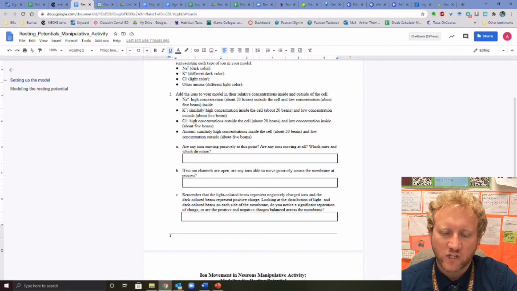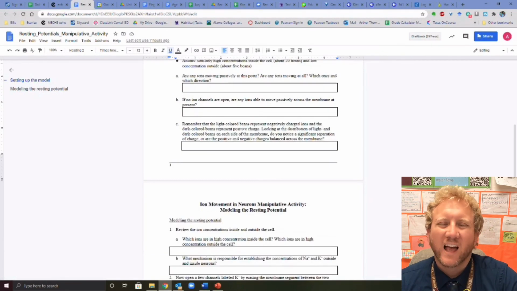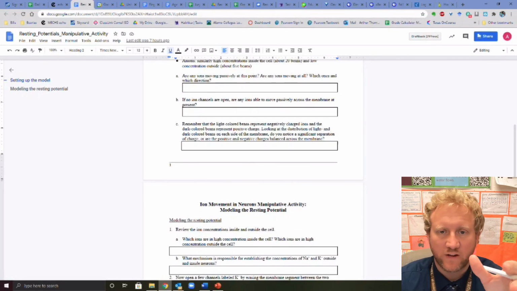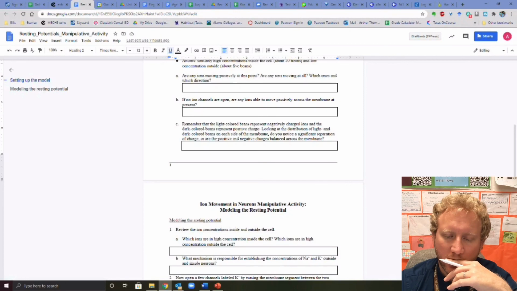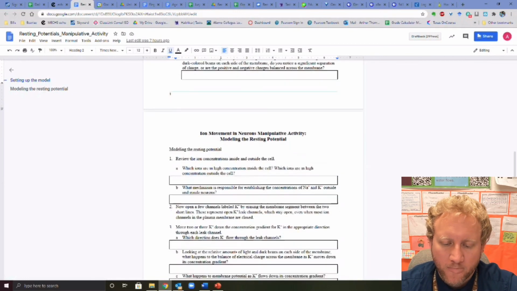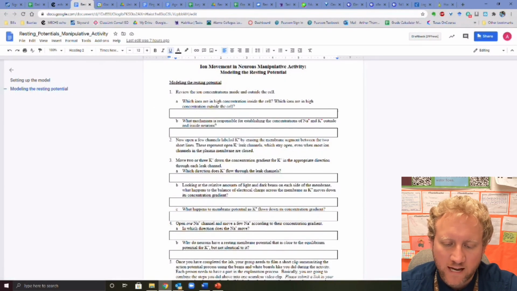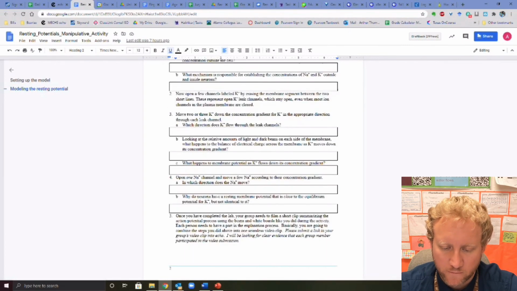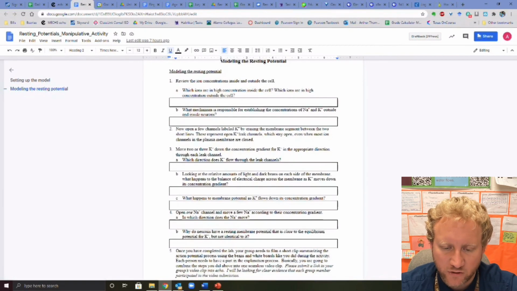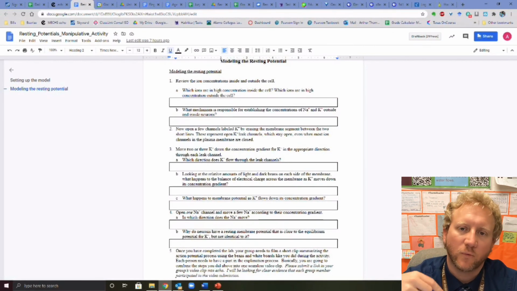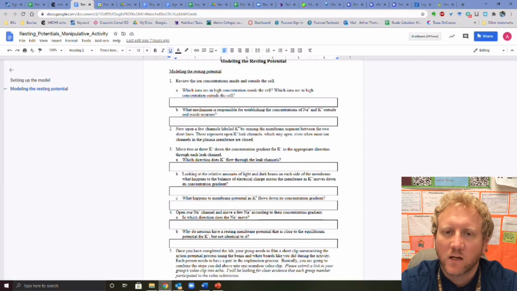There are some guiding questions that you should answer as you're going through. I did not say, and you should do this if you haven't done so already, you need to make a copy of this so you can edit it. Then you're going to model the actual steps. You're going to model the resting potential and then the action potential as you're going through right here, moving the beans around and seeing what the numbers are.